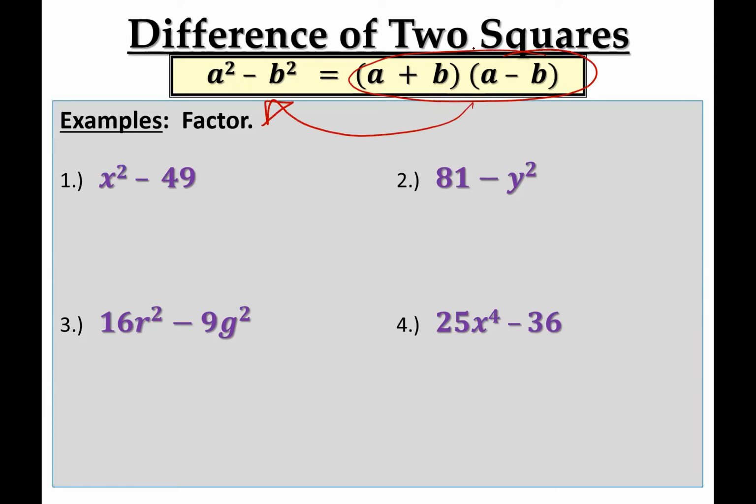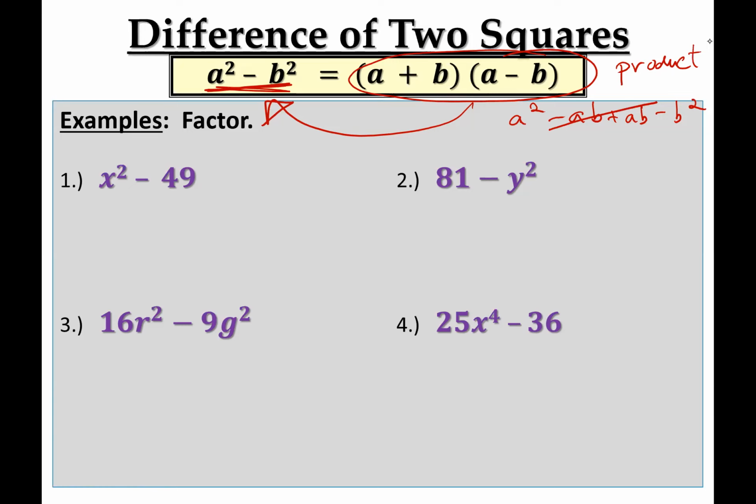So if you FOIL those together, you get a squared minus ab plus ab and then minus b squared. Those middle terms cancel out, and that's why we're left with just the a squared minus b squared. So remember, that was a special product that we had seen before. Now, instead of calling it a special product, we're calling it a special factoring formula.